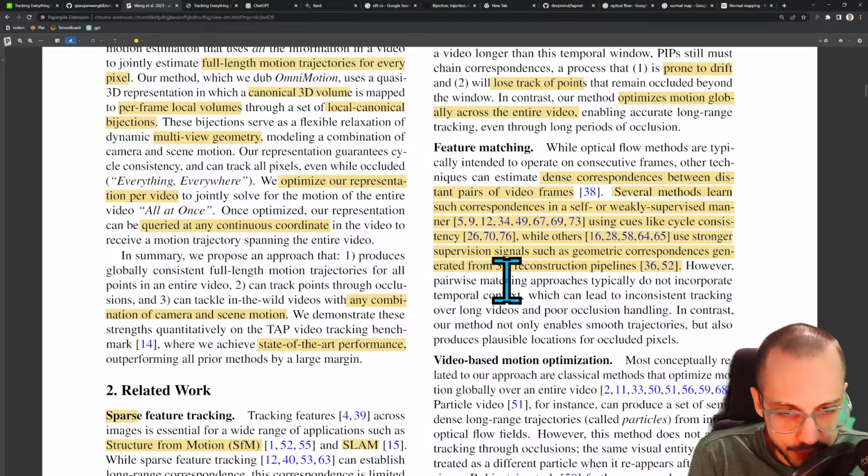However, pairwise matching approaches typically do not incorporate temporal context, which can lead to inconsistent tracking over long videos and poor occlusion handling. In contrast, our method not only enables smooth trajectories, but also produces plausible locations for occluded pixels.